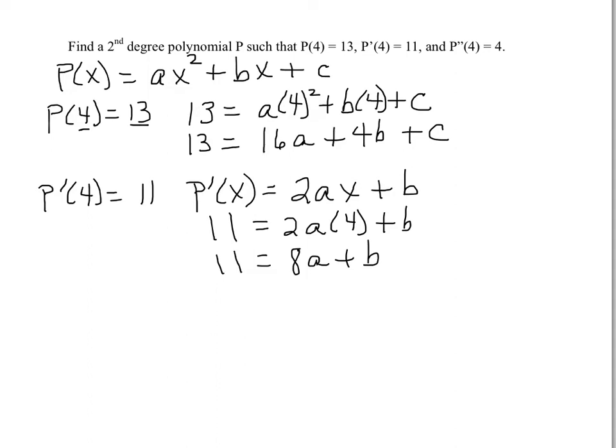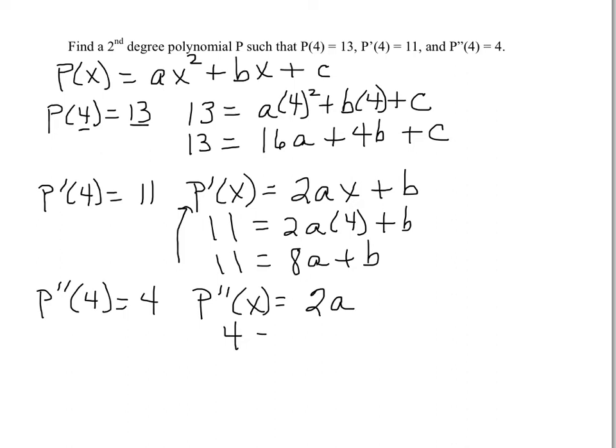And now let's see what we can figure out from p double prime of 4 equals 4. So of course we need the second derivative. And I'll use my first derivative. Let's find the derivative of p prime of x. The derivative of 2ax is of course 2a, and the derivative of b is 0. So the entire second derivative is 2a. So let's plug in 4 here. There's nowhere to plug in our x value of 4, so the answer is just 2a. That's helpful because now that tells me that a is 2.